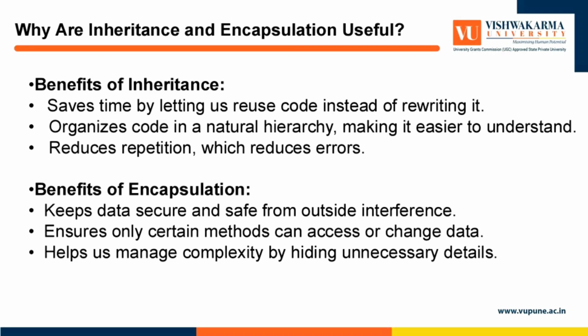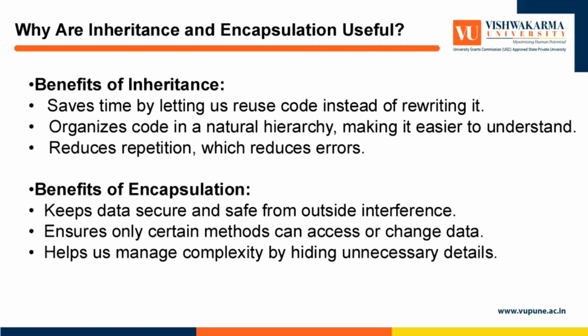Why are inheritance and encapsulation useful? Benefits of inheritance: save time by letting us reuse code instead of rewriting it. Next, organized code in a natural hierarchy, making it easier to understand. Reduce repetition, which reduces errors. Then, benefits of encapsulation: keep data secure and safe from outside interference. Ensure only certain methods can access or change data. Help us manage complexity by hiding unnecessary details.